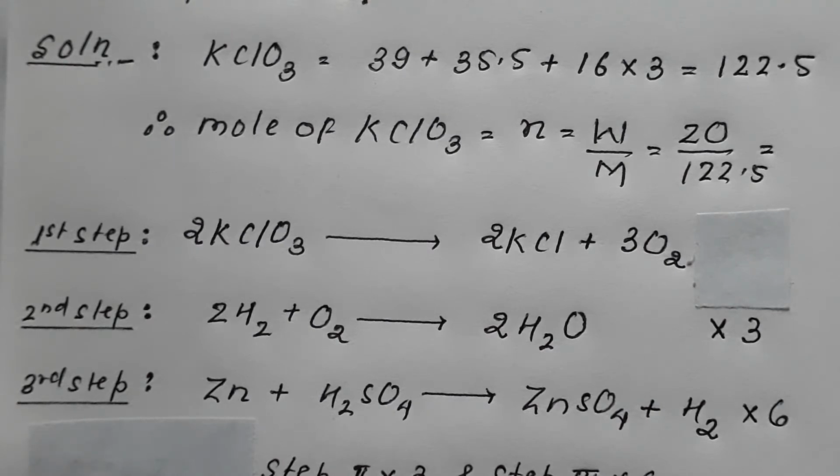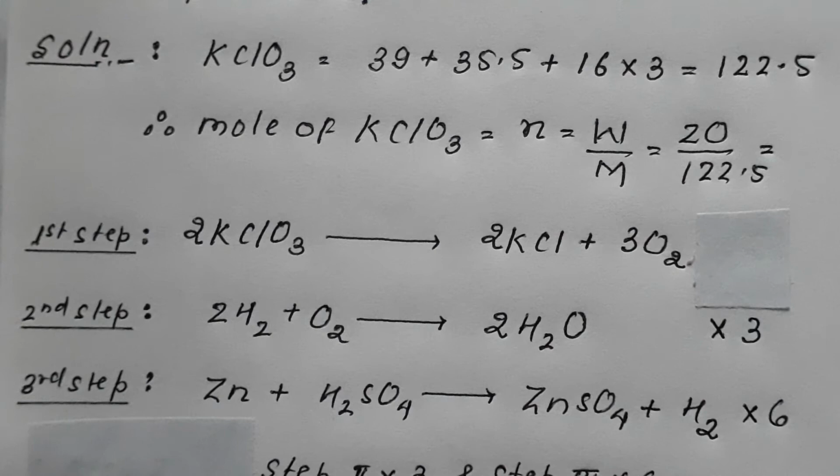What happens? 2 KClO3 on heating decompose to give 2 KCl plus 3O2. That is the first step. Now in order to balance oxygen, we have multiplied the second step by 3. It becomes 3H2 reacting with 3O2 to produce 6H2O. 3O produced, 3O used. Now in order to use 3O, there would be 6 hydrogen. So in order to balance hydrogen, we have multiplied equation 3 by 6.